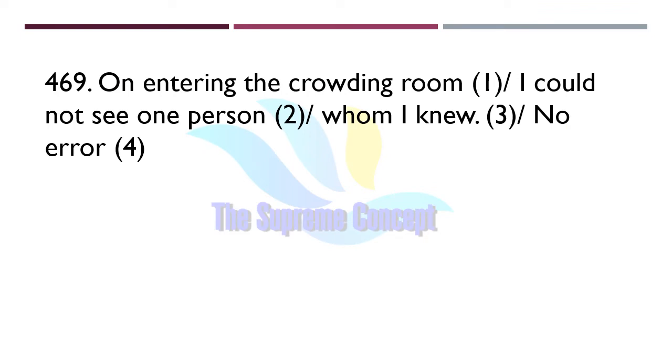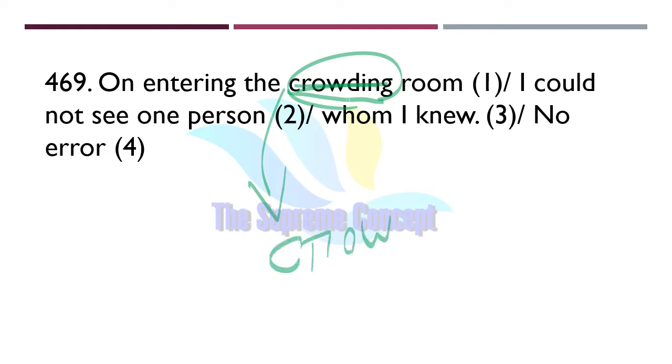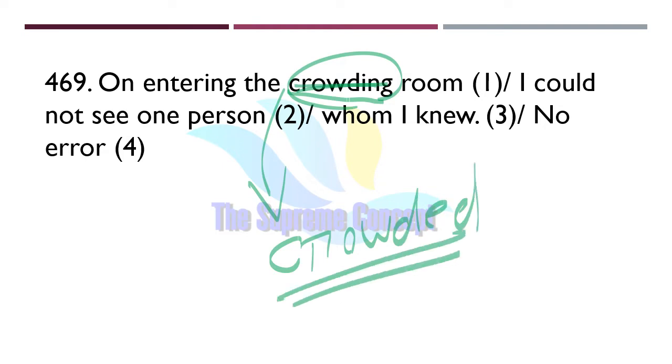On entering the crowding room, I could not see one person whom I knew. Just mark your answer. These questions are very simple. Alright, so here, on entering the crowding room, crowding room is totally wrong actually. Instead of crowding room, we will use crowded room. What do you mean by crowded? Crowded means having many people, too many people.